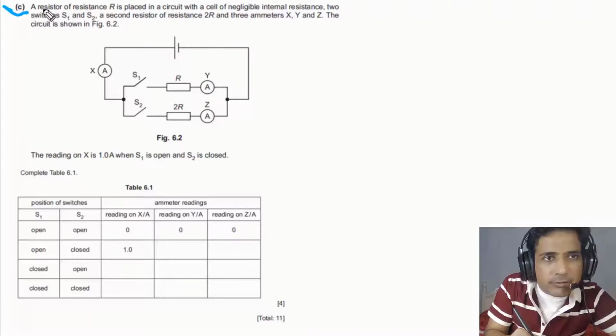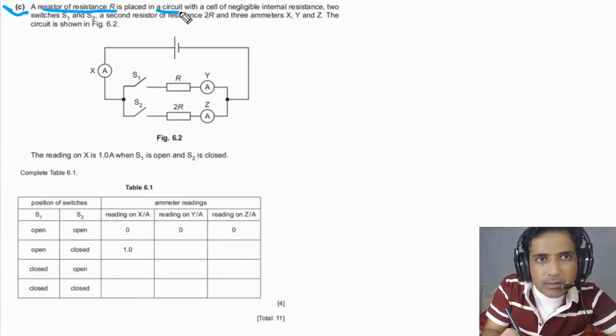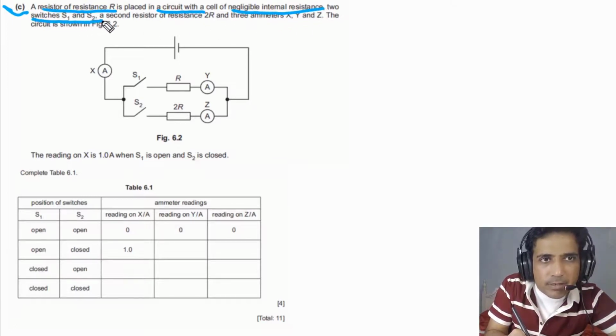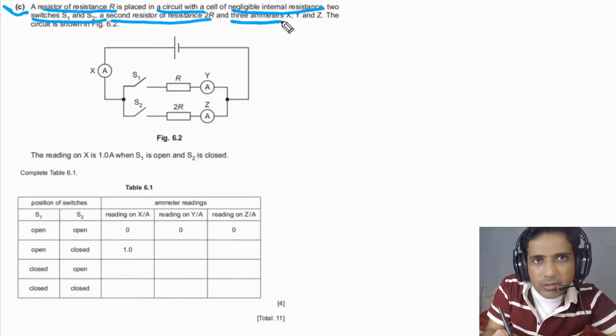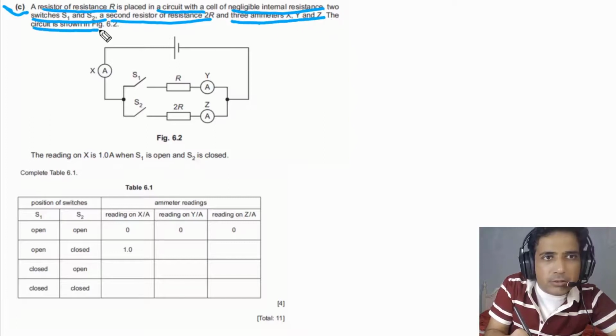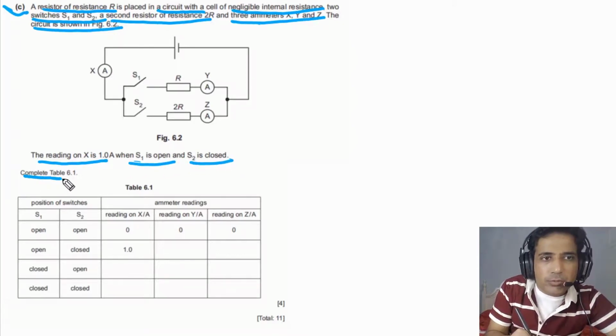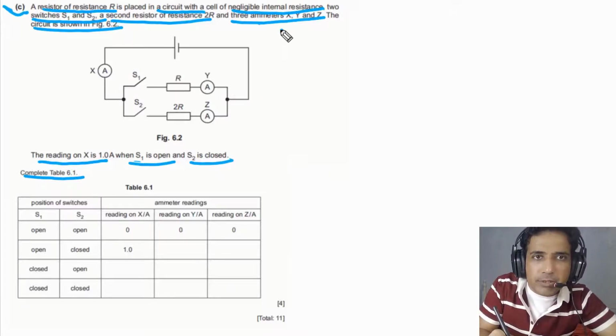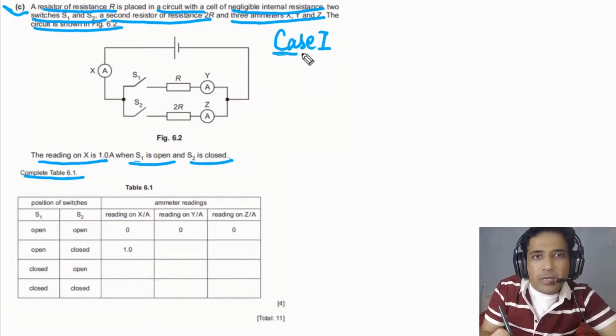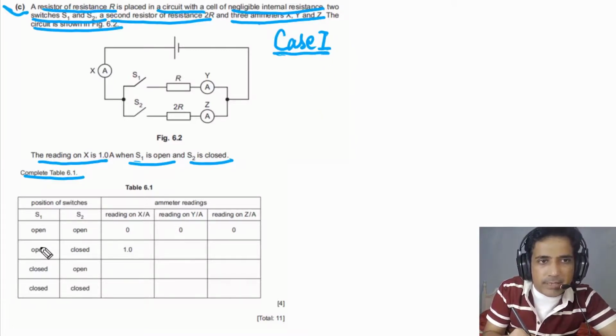For part C, it is given to us a resistor of resistance capital R is placed in a circuit with a cell of negligible internal resistance, 2 switches S1 and S2, a second resistor of resistance 2R, and 3 ammeters X, Y and Z. The circuit is shown in figure 6.2. The reading on X is 1.0 amps when switch S1 is open and S2 is closed. We need to complete table 6.1. We can simply write down here, first of all, case 1. For case 1, it is given to us when S1 is open and S2 is closed, reading on X.